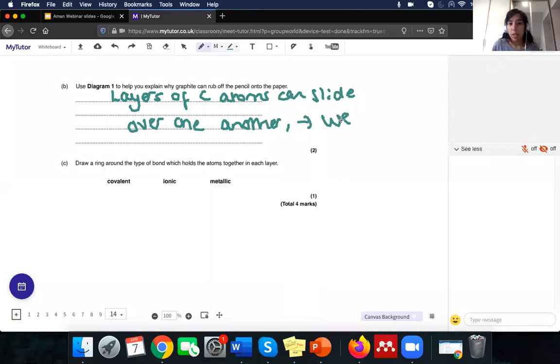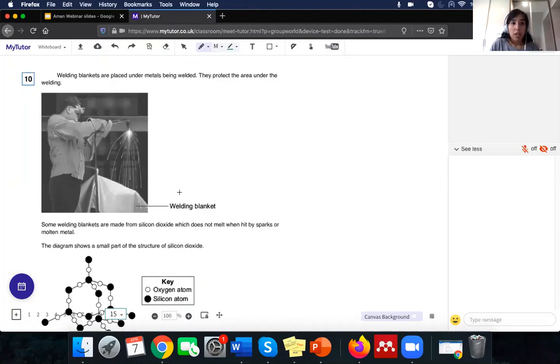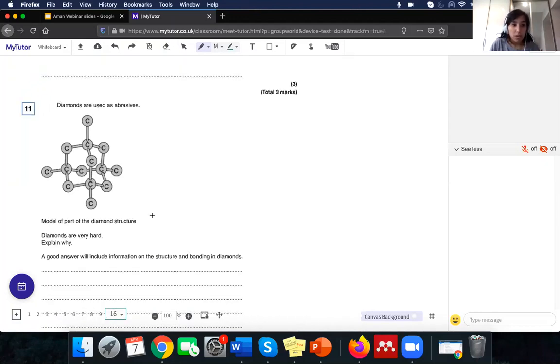Okay, and what about part C? I'll just put weak intermolecular forces there. And that's between the layers that those forces are going. So part C says, draw a ring around the type of bond which holds the atoms together. And yep, exactly, it's covalent bonding because we're thinking about carbon. Okay. All right, the next one then, we won't do this one because it's silicon dioxide.